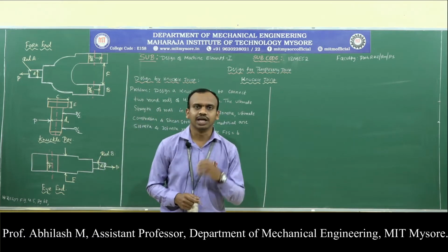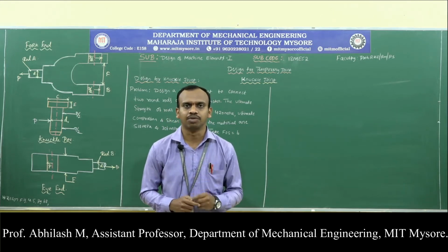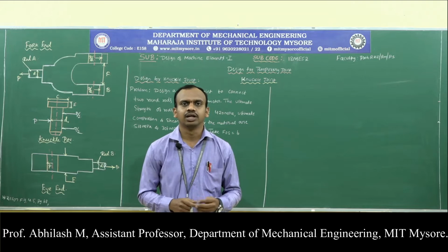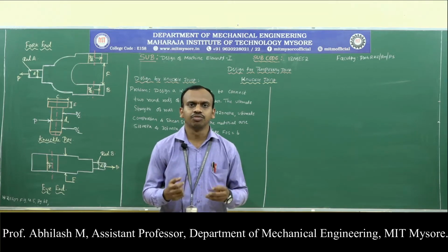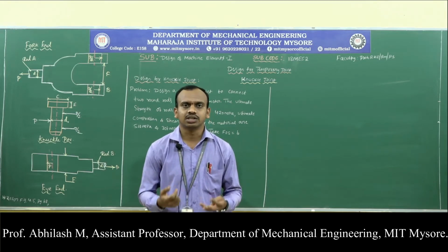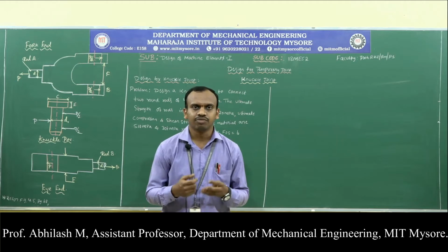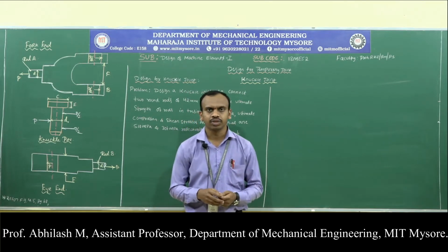So coming to the next portion under module 3, which is all about the design of temporary joints. In that we should learn about two different types of temporary joints, which are the knuckle joint and the cotter joint. Before coming to the design procedure of the knuckle joint, or what a knuckle joint is, let us get familiarized with a term called temporary joint.